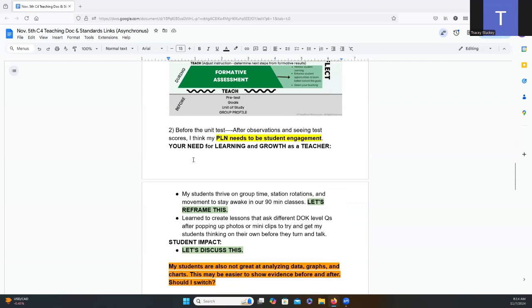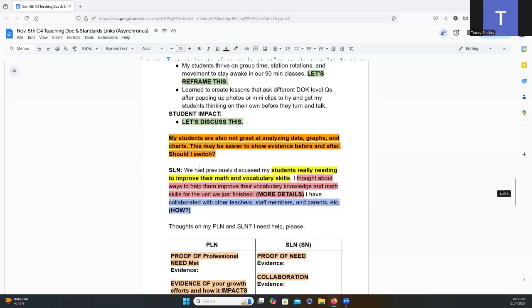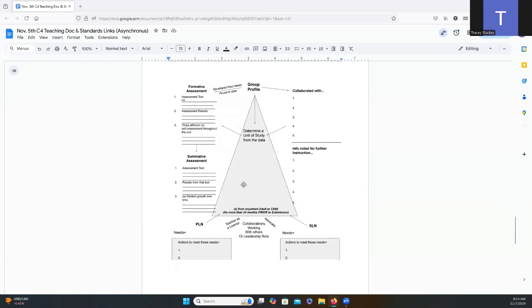Now let's go to your next part of this. Okay, so I'm done with my unit. I feel great about it. So before the unit test, after observations and seeing test scores, I think my PLN needs to be student engagement. All right, so now we're moving to a totally different section here, friends. Some of you haven't even got this far because Kristen's pretty far along. I want to remind you of this.